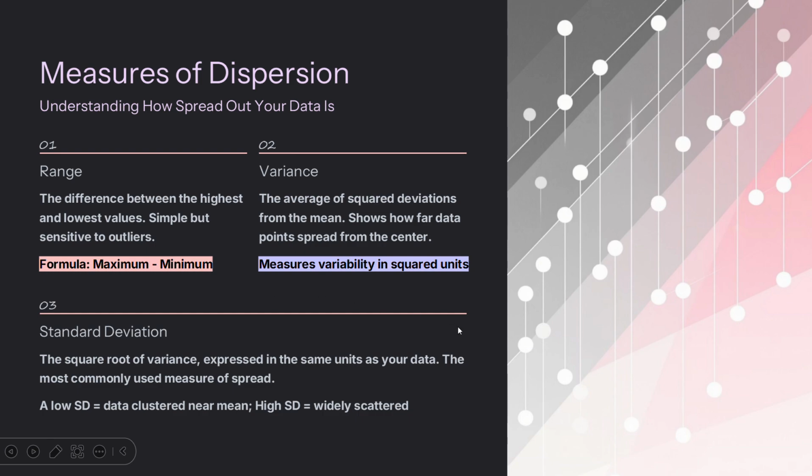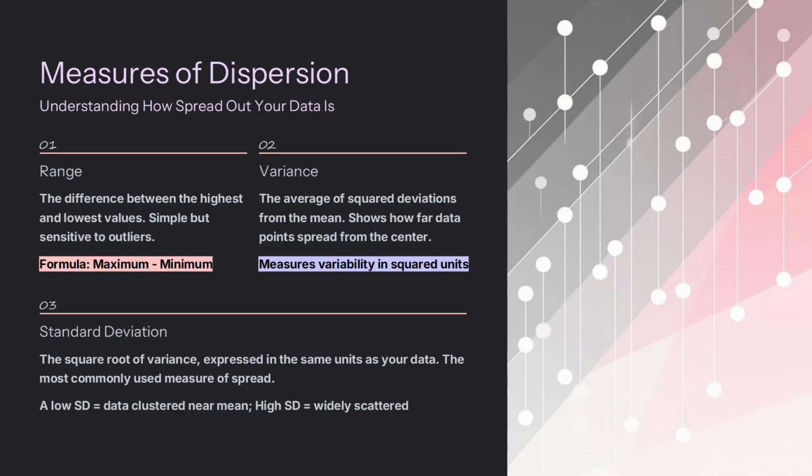Measures of dispersion: understanding how spread out your data is. The first one is range. Basically, the range is the difference between the highest and lowest values, simple but sensitive to outliers. The formula of range is maximum minus minimum.